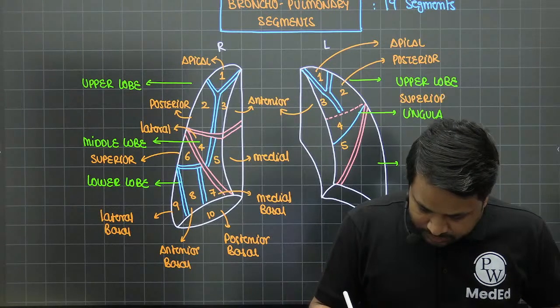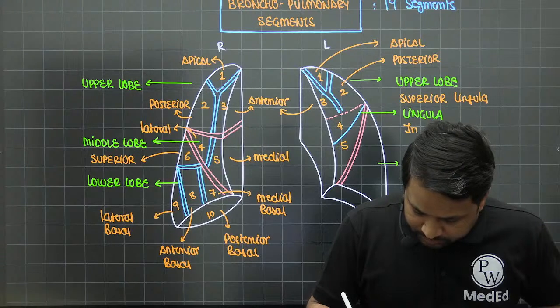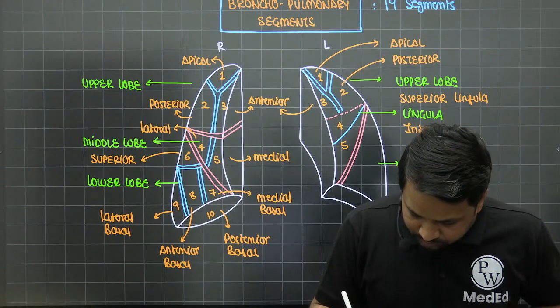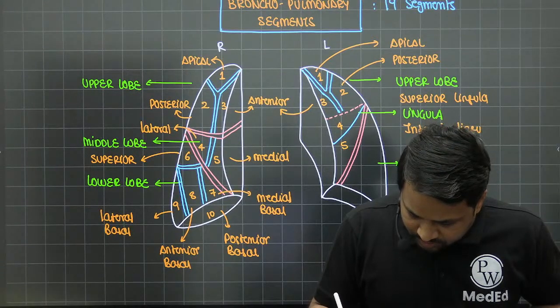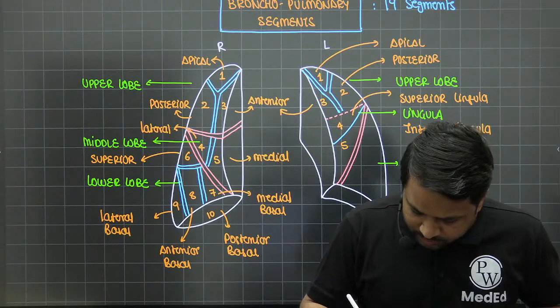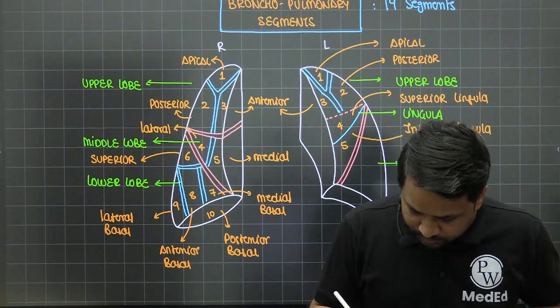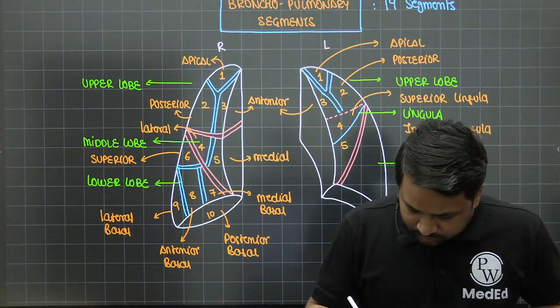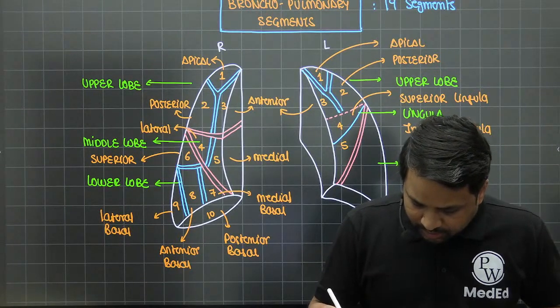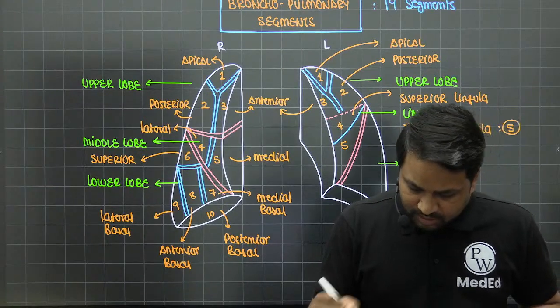It is the superior lingula and the inferior lingula. So you have the superior lingula and the inferior lingula. So inferior lingula is 5. I'm just lumping it here.